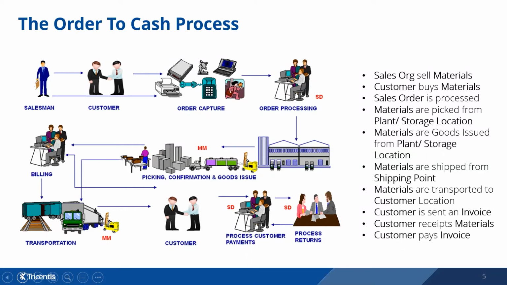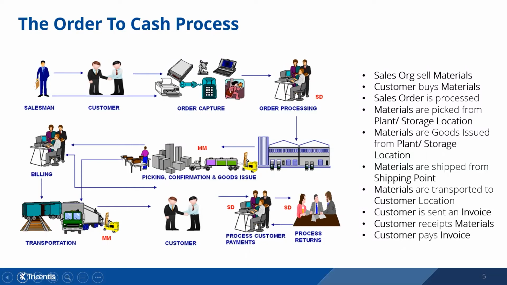But basically, you've got a salesperson that sells something to a customer. They capture the order. We process it, so that's through the SD module, as it used to be called. Once the order's been processed, it gets picked. You confirm it. You issue the goods. At the same time, you'll send the bill to the customer, and then you will transport the goods to the customer site. They get delivered. They goods receipt that they've received it, and then we can process the payment. Or if there's something wrong with the goods that we've provided, then we process the returns.